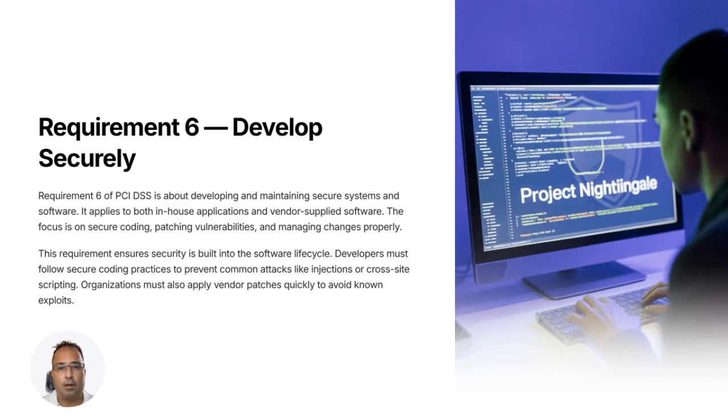To recap, Requirement 6 requires secure development, patching vulnerabilities, protecting public-facing apps, and managing changes carefully. Both in-house and vendor software must be kept secure at all times. The principle is simple: build security into every stage of the software lifecycle.